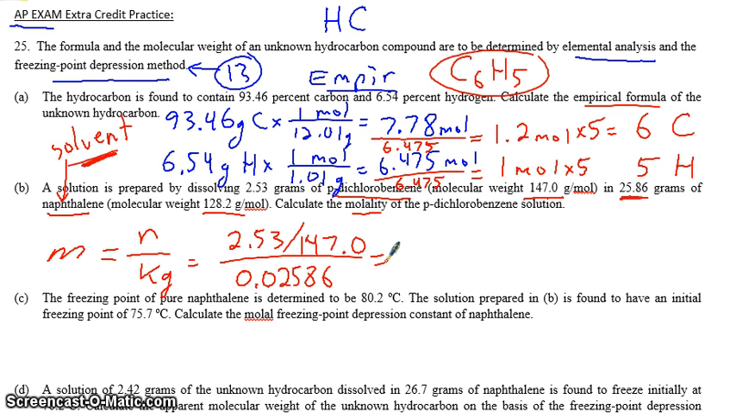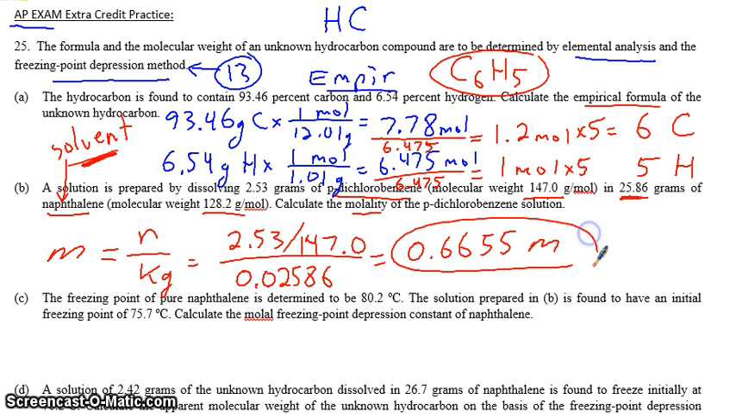So if you do this properly, if you divide these two numbers, 2.53 over 147 over 0.02586, we should get ourselves 0.6655 molal solution, or you can say moles per kilogram. Okay, so we got that, not too bad.